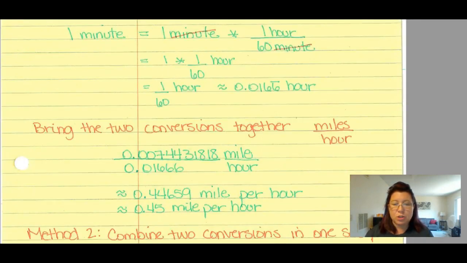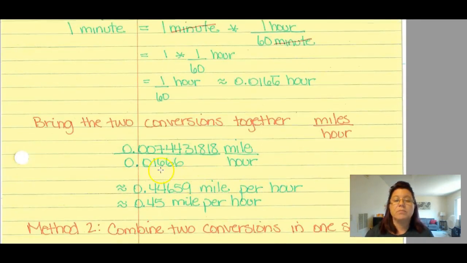And then I need to bring the two together. The 0.00744318 mile all over the 0.01666 hour. It's approximately, if you do the math, plug it in a calculator, or do it longhand, it's going to be 0.45 miles per hour.